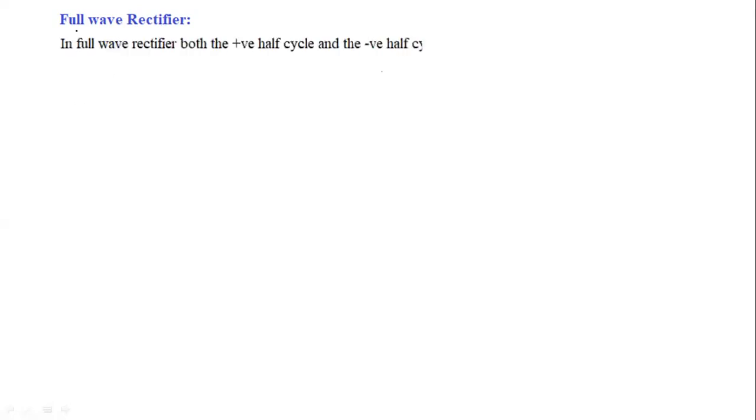There are some disadvantages in the half wave rectifier. To rectify those problems, now we will see whether this full wave rectifier is fully efficient or not. So first, what is a full wave rectifier? In a full wave rectifier, both the positive half cycle and the negative half cycle are processed to the output. That is, two cycles are generated at the output of the rectifier.